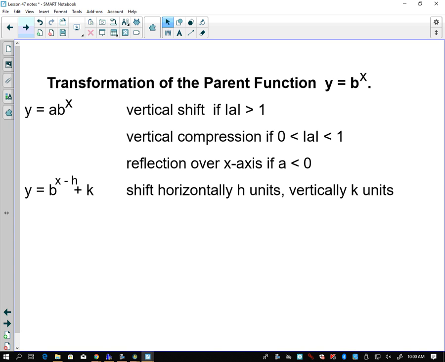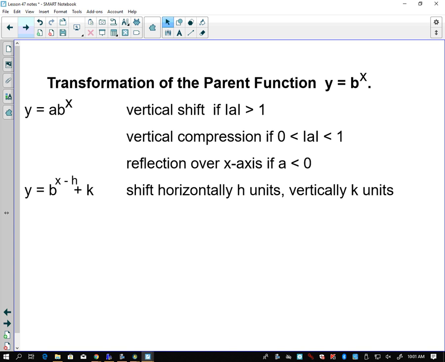Okay, vertical doesn't always mean up. Now if a is a fraction, so there's a fraction in front of my b value that's getting an exponent, then it's going to compress it. So it's going to change the curve of the line. So it might elongate it or might make it more steep, right? So it could make it more shallow or more steep depending upon if a is a fraction.